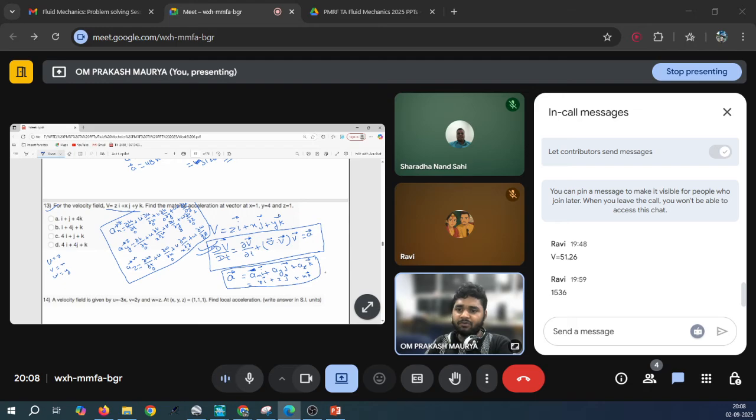So from here you can put the value x, y, z is given 1, 4, 1. So here you can write 4i because y is equal to 4, z is 1j and k is 1k. So 4i plus j plus k. So this should be your correct answer. 4i plus j plus k. Option C will be correct.